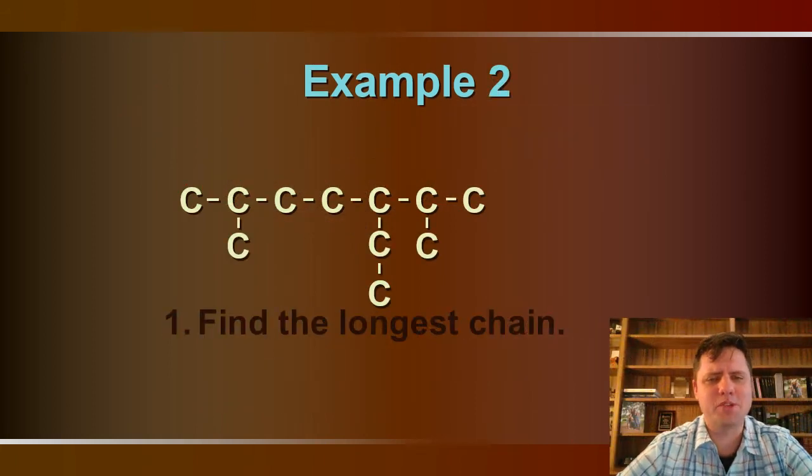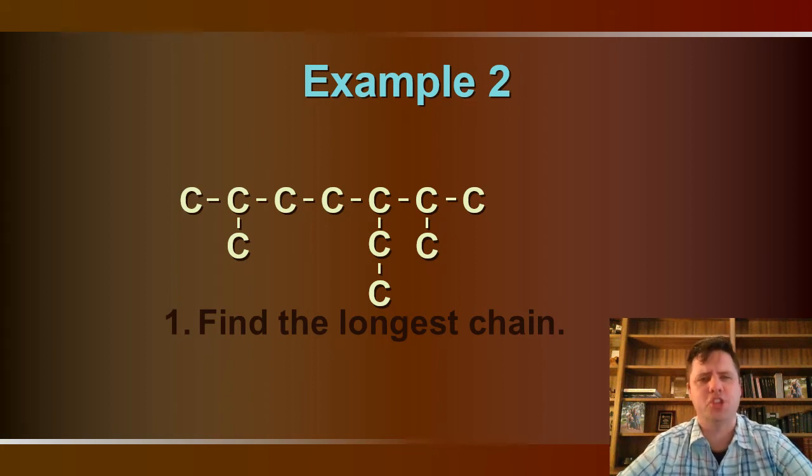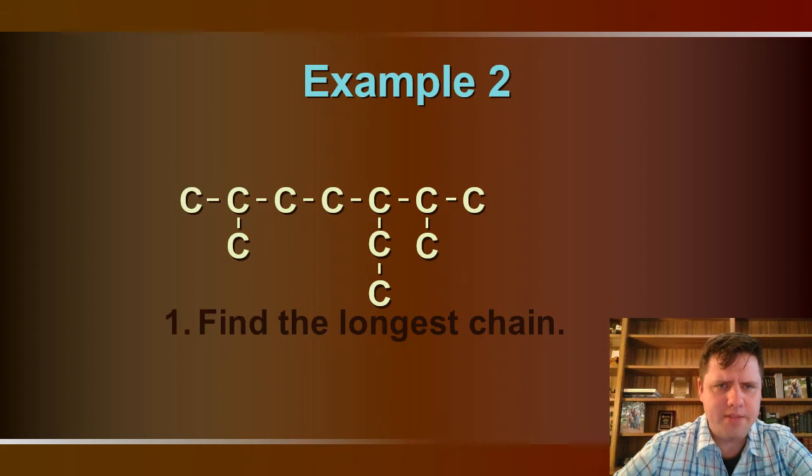Okay, let's look at another example. So again, we need to first of all find the longest chain. So let's try to count these out. Let's start over here. 1, 2, 3, that would be longest. 1, 2, 3, 4, 5, 6, 7, going down that way. But notice I've got other stuff over here with additional chains out. So in this case, it's probably going to just be this one that is our parent chain.